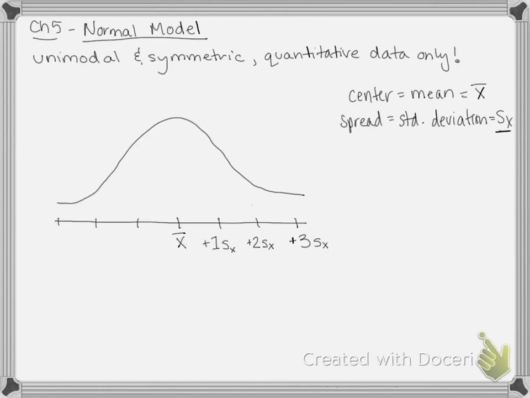If we're going to the left, then we subtract 1 standard deviation, subtract 2 standard deviations, and then subtract 3 standard deviations. And we end up with this beautiful picture. Many of us have seen a picture like this before, referred to as the bell curve, but this is also the normal model.